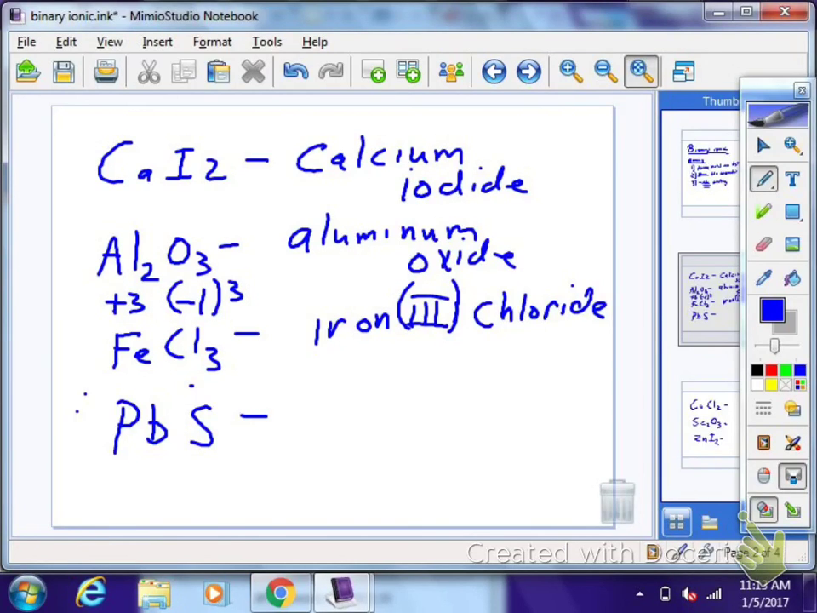So you guys look up sulfur, and it can be only a -2, right? So lead has to be a +2. So it becomes lead(II) sulfide. We got it. So that's kind of the start of the naming.